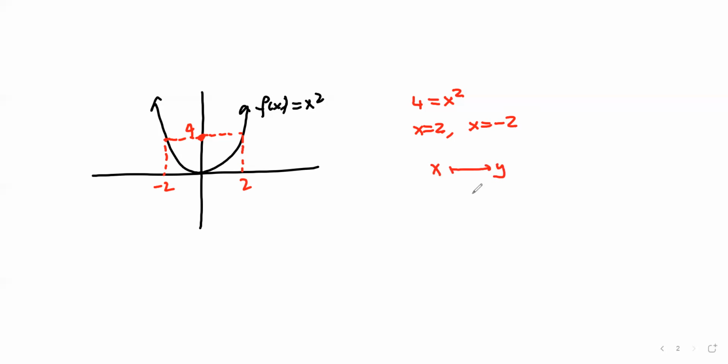So for one-to-one, we require that one x must correspond to one y value. So there should be a one-to-one relation between x and y. So we cannot have two different x values mapping onto one y value. So we can have this. So this is not one-to-one. This example that I gave you is not one-to-one. So we must have one x value corresponding to exactly one y value.